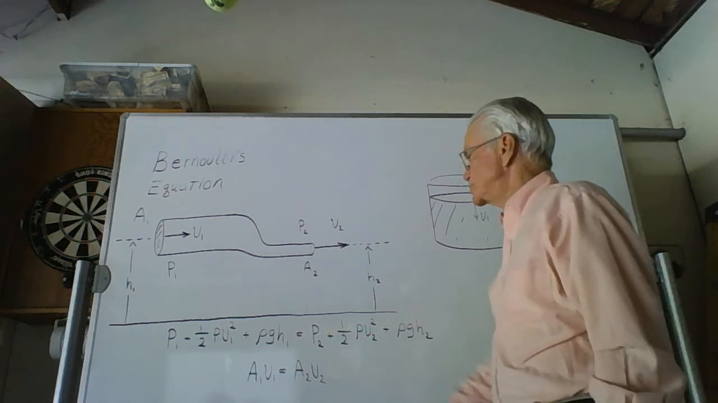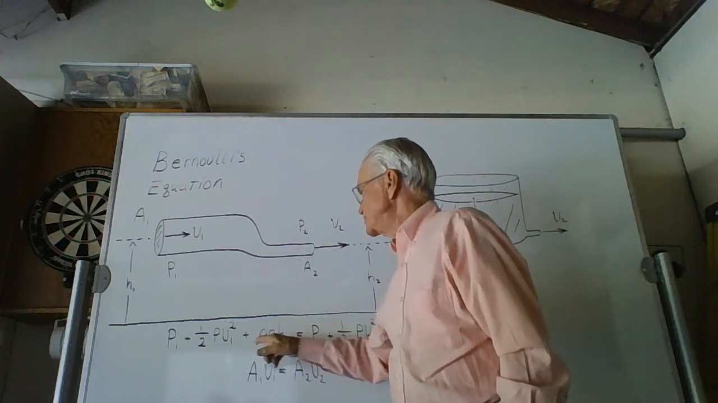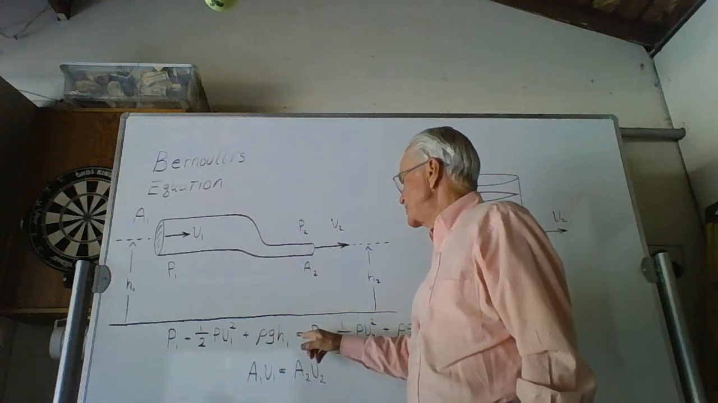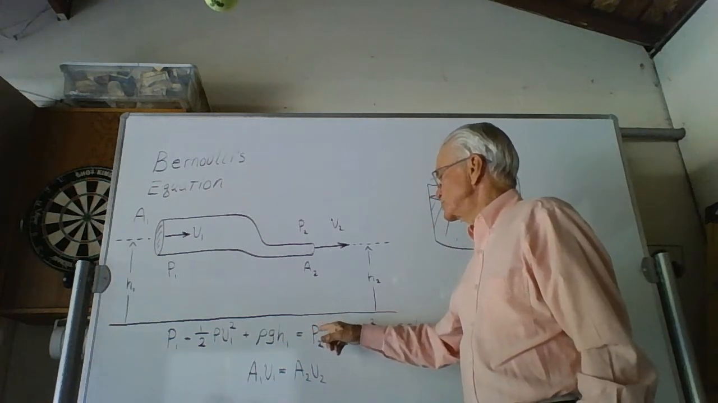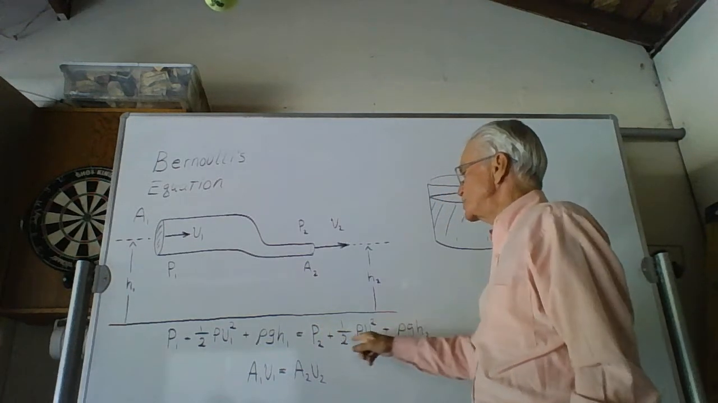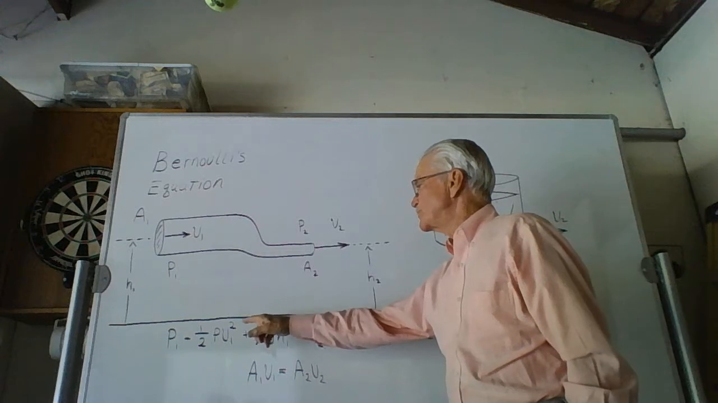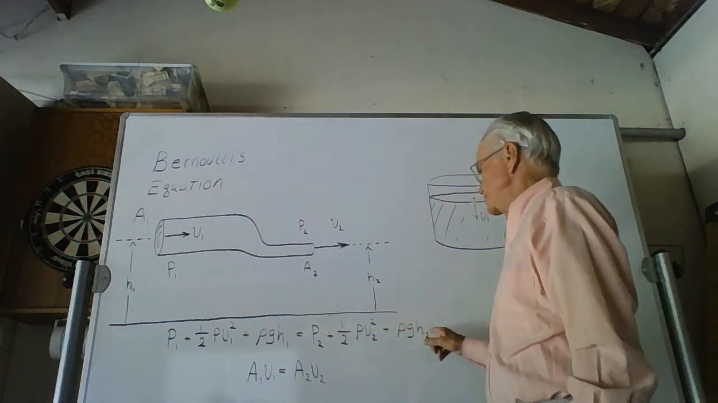Bernoulli's equation is shown here. The sum of these three terms on the left side of the equal sign is equal to the sum of these three terms that are identical to those three, except for a change in the subscript from 1 to 2.